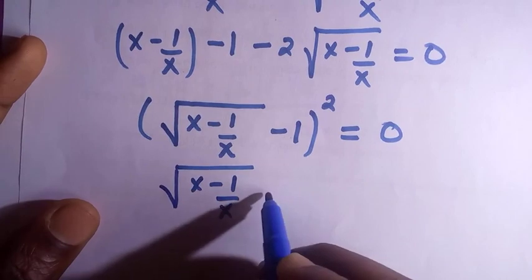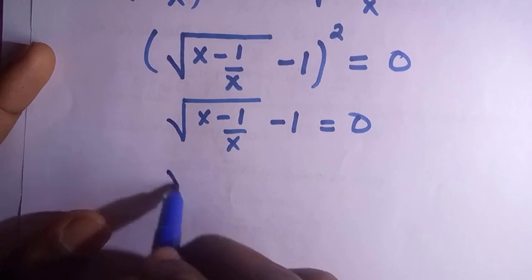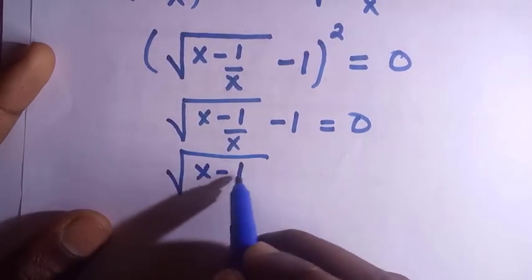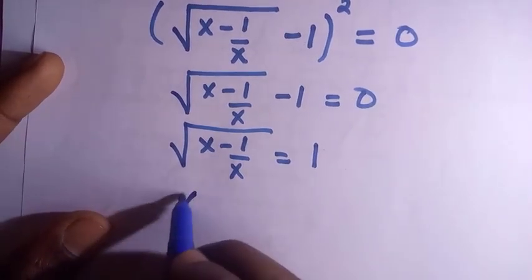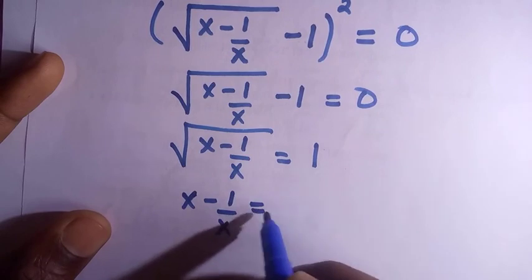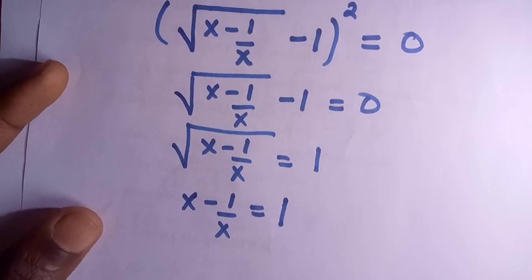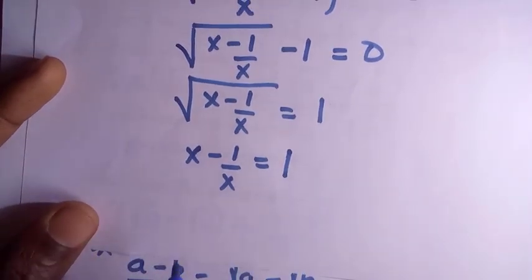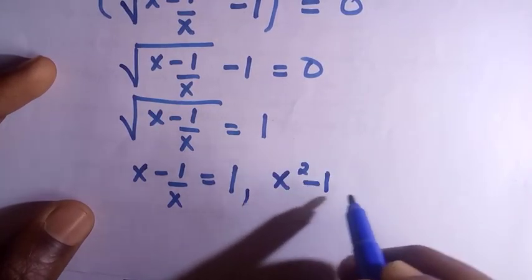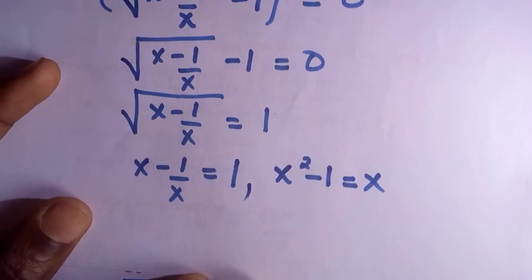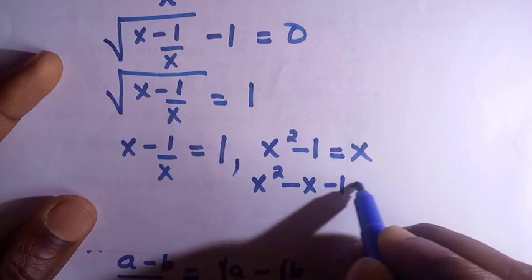By taking the square root of both sides, so that equals to 0, and transferring 1 to the other side, we have root of x minus 1 divided by x equals to 1. So again, if you try to find the square of both sides, we have x minus 1 over x equals to 1 again. And looking at this problem, if you try to multiply through by x, it becomes x squared minus 1 equals to x. So transferring x to this side again, we have x squared minus x minus 1 equal to 0.